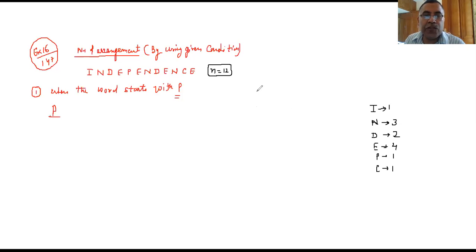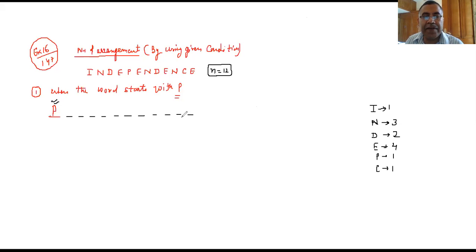Now out of these 12 words, I have fixed the first place as a P. So I have fixed the first place for you. So how many places are left with me? What is left with me is only 11 places. So I number these 11 places 1, 2, 3, 4, 5, 6, 7, 8, 9, 10, 11, and P is 12.